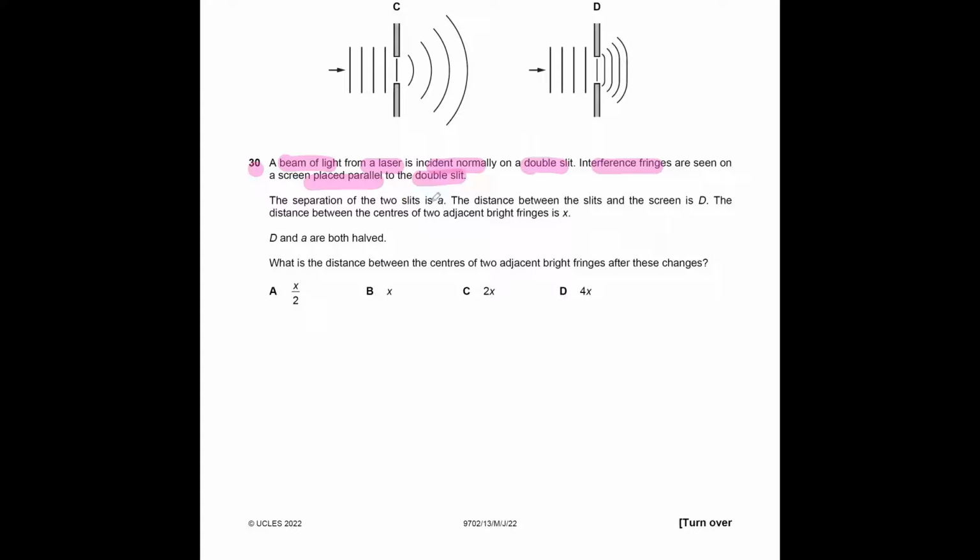The separation of the two slits is A, the distance between the slits and the screen is D, and then the distance between the centers of the two adjacent bright fringes is X. D and A are both halved. What will be the distance between the centers of the two adjacent bright fringes after these changes? Okay, so for your case here, since they mentioned that this is a double slit, the equation that should always come to mind is this: lambda equals AX divided by D.